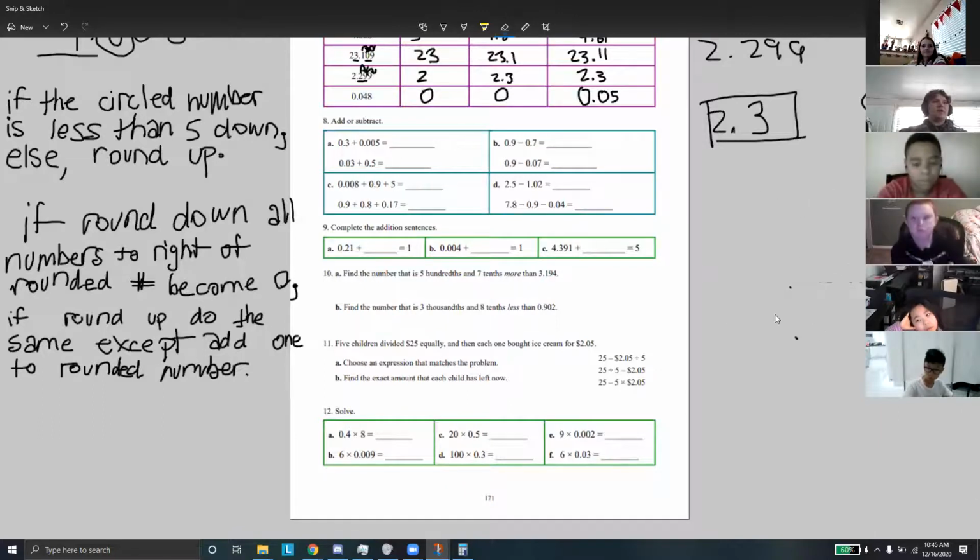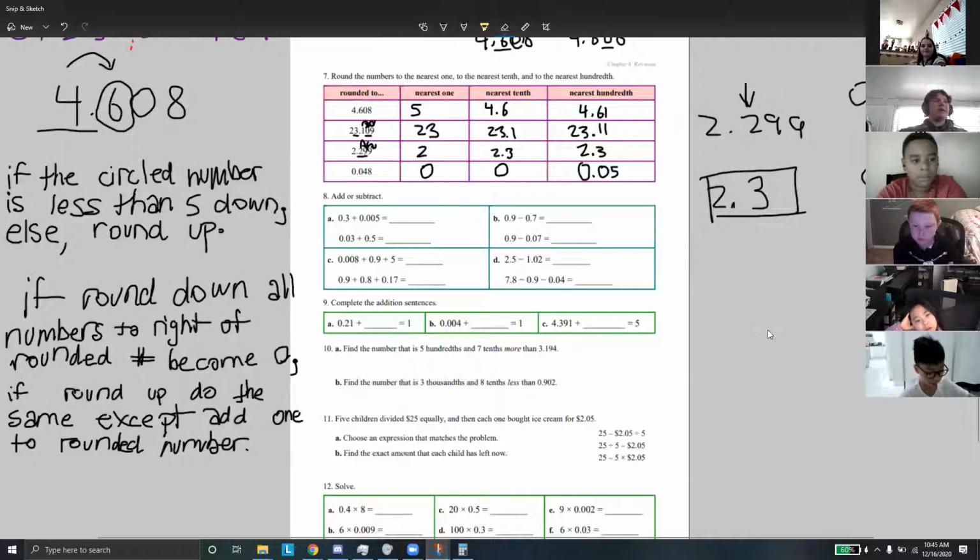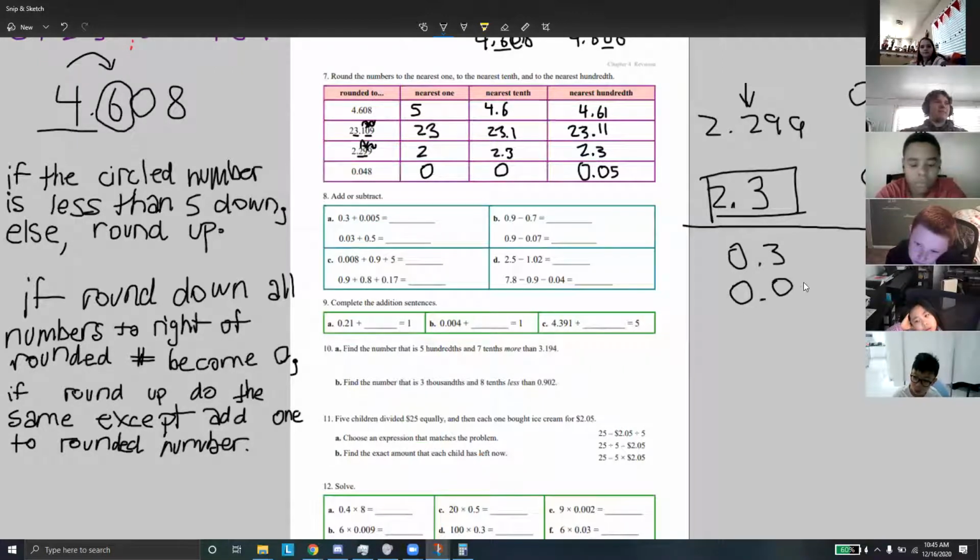For these problems, all we need to do is add and subtract normally, except we make sure to line up the decimals. Great. Okay, so 0.3, three tenths. We're adding that to 0 and 5 thousandths.